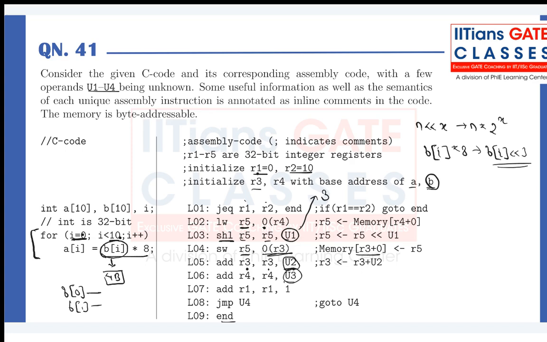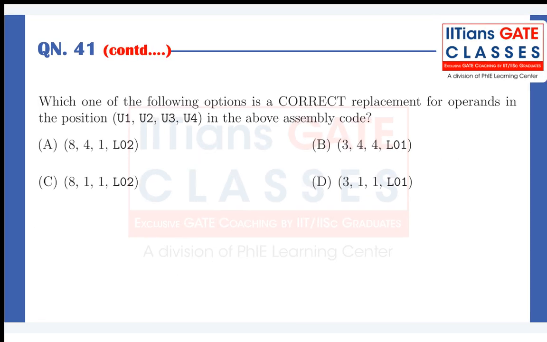So this is actually 4. This is also actually 4, right? Okay. And once you have done this, you add to R1. So your i equal to 0, you are incrementing your i, right? R1 becomes 1 now. And then you again have to go to the point where you are checking if R1 and R2 are the same or not. So U4 is nothing but L01. So U1 is 3, U2 is 4, U3 is also 4, and U4 is L01. So B is the right answer.